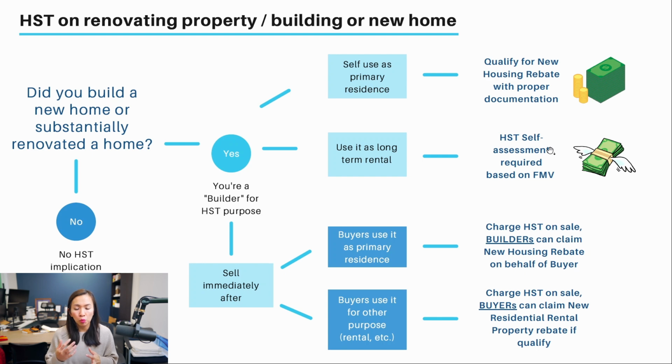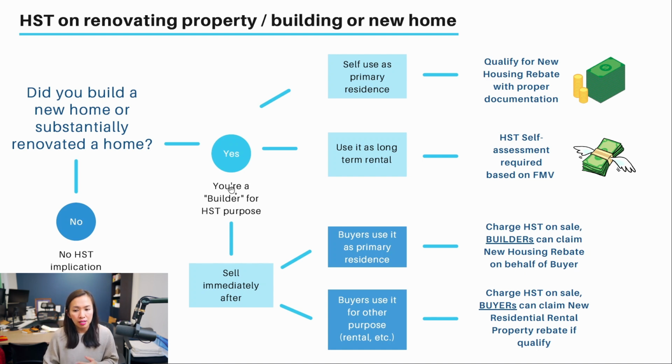What it means is that you will be required to calculate HST on the fair market value. You're essentially building a brand new house and selling it from yourself, the builder you, to yourself, the landlord you. A builder is selling to a landlord. I know it's the same person, but CRA looks at it differently. They deem the builder you as one person and the landlord you as another person, and they want to charge HST on that deemed sale.